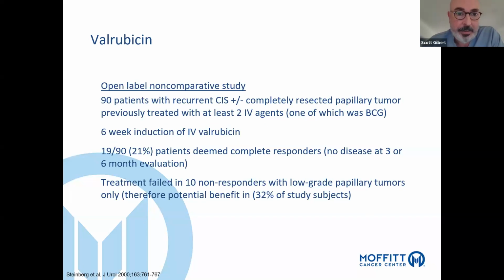So there was an open label second study, a non-comparative study of 90 patients, and they received a more standard 6-week induction of intravesical valrubicin, and 21% of those patients were deemed complete responders with no recurrences at 3 or 6 months.